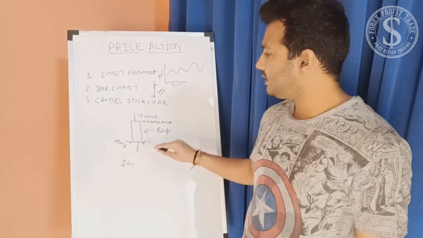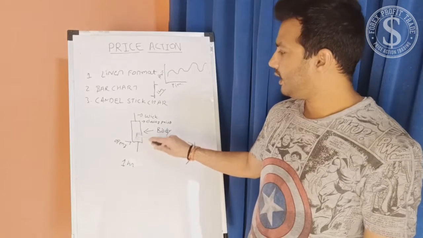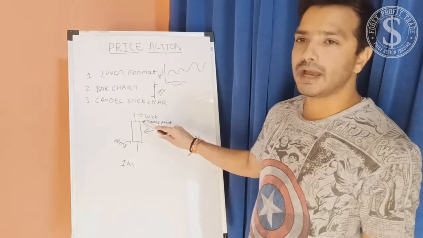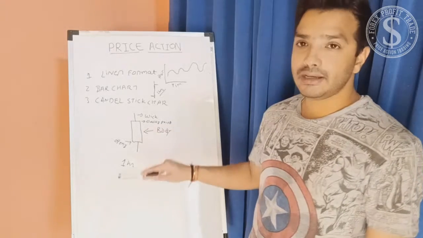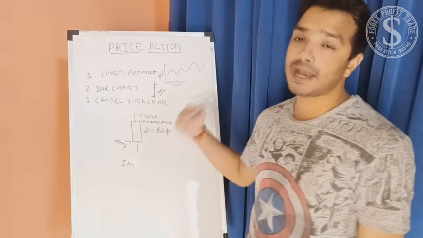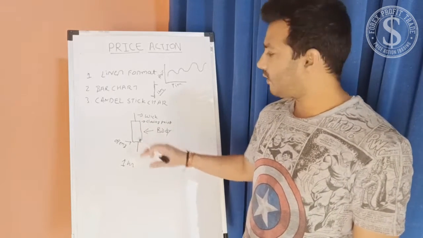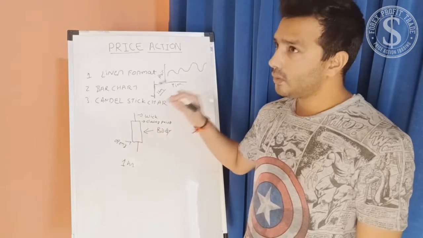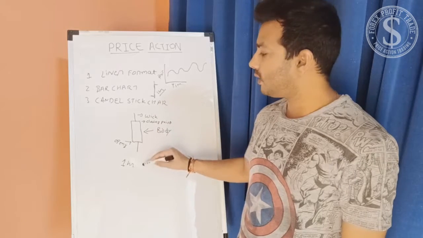It's called the body. It is the opening price, and it's the closing price. It can be red or green, because if the opening price is lower and the closing price is higher, then the candle body will be green. Or if the opening price is higher and the closing price is lower, then it will be red.